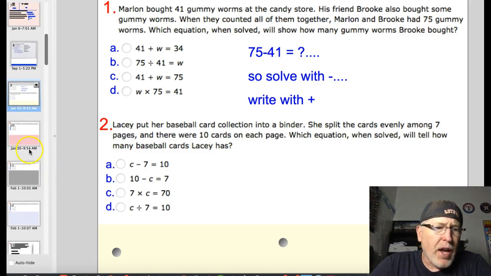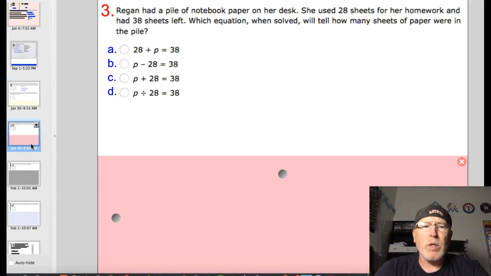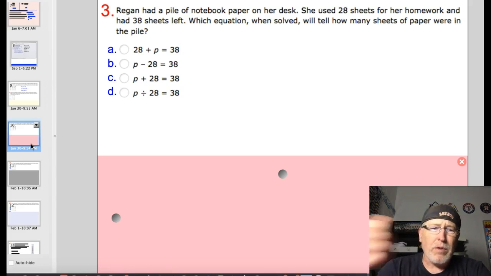All right, let's move a little faster this time here. Here's a problem. Go ahead and try this one. Reagan had a pile of notebook paper on her desk. She used 28 sheets for her homework and had 38 sheets left. Which equation, when solved, will tell us how many sheets of paper were in the pile? Well, I'd certainly add, right? I would do 38 plus 28 to figure out how many she started with. So I'm starting with addition, so I'm looking for a subtraction equation.